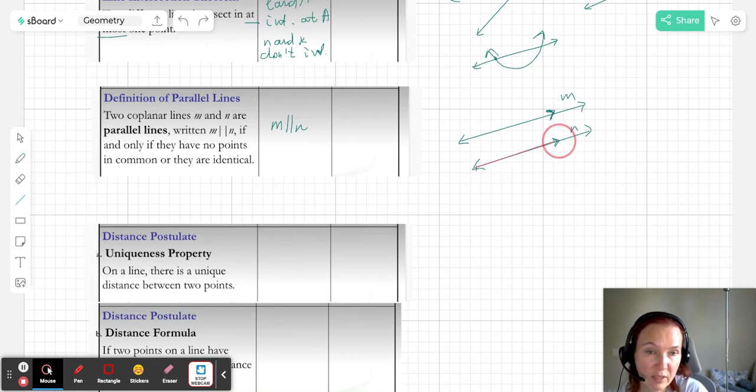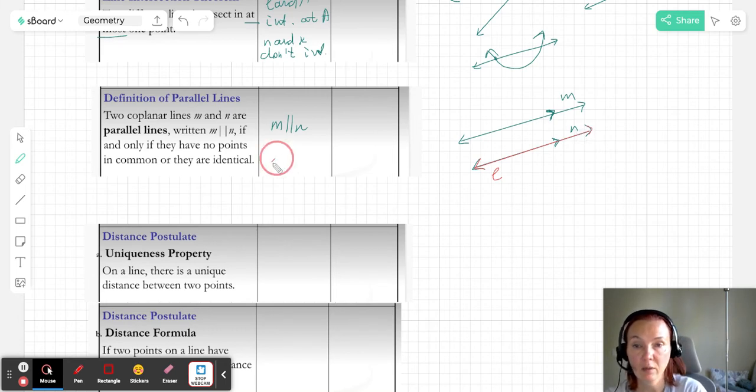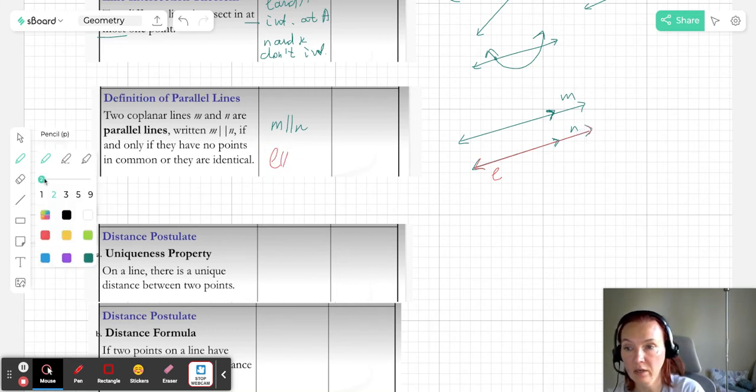So if I use another line that goes like this, right, it goes right on top of N, so it is identical to N. And I can say that my red line, line L, and the green line, line N, they are parallel. So I can say that L is parallel to N.